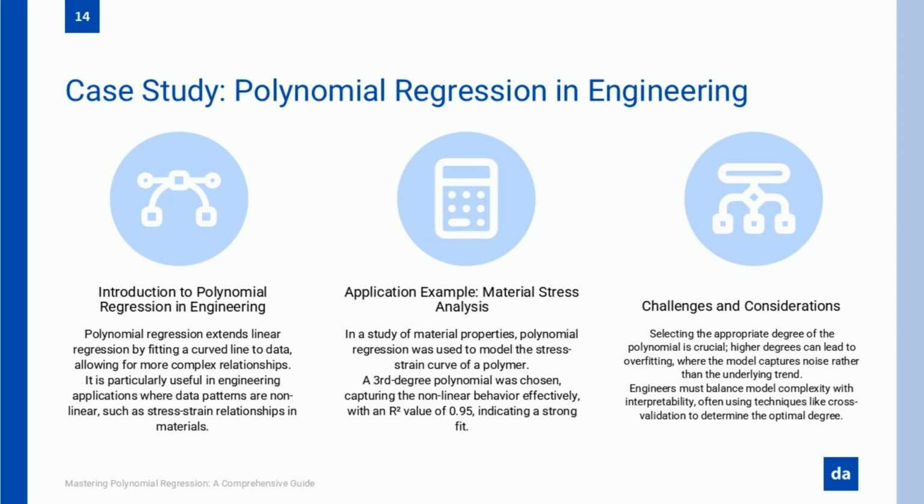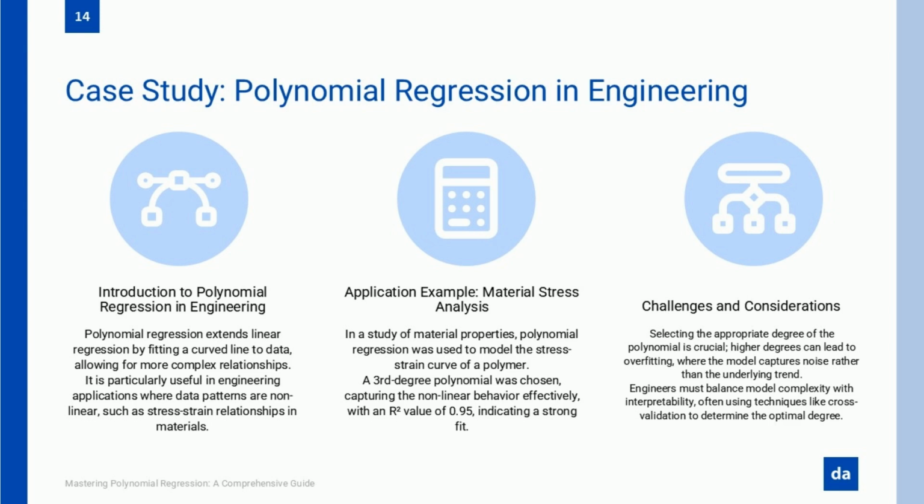A model with too low a degree may fail to capture important system behaviors, leading to underfitting, while a model with a very high degree may overcomplicate the system, causing overfitting and making it difficult to interpret. Engineers often use cross-validation techniques to determine the optimal polynomial degree, ensuring the model captures essential patterns without unnecessary complexity.